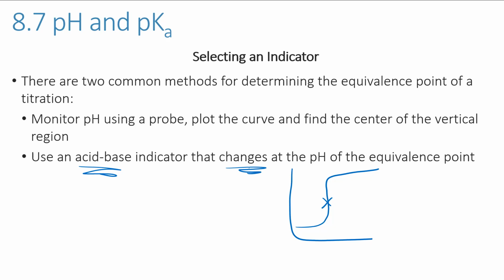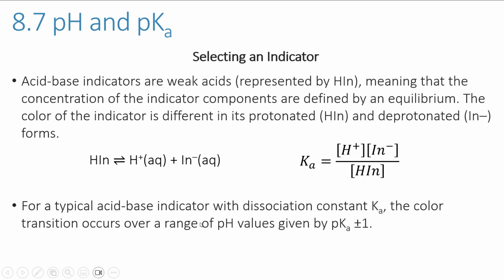So that means you have to know what you're reacting and what the pH is going to be at the equivalence point. So acid-base indicators are weak acids themselves, and they're generally represented by HIn for indicator, meaning that the concentration of the indicator components are defined by an equilibrium. The color of the indicator is different in its protonated versus deprotonated forms. So for a typical acid-base indicator with a dissociation constant Ka, the color transition occurs within plus or minus 1 unit of the pKa.